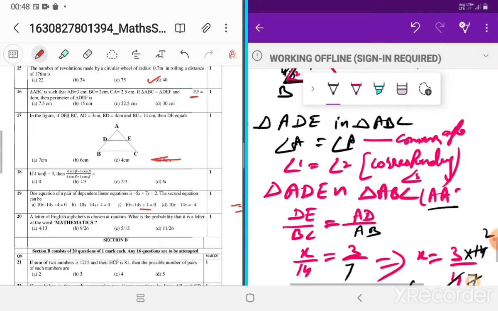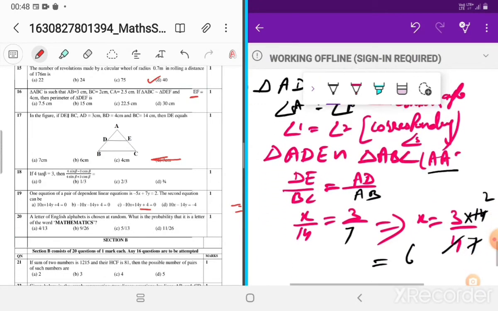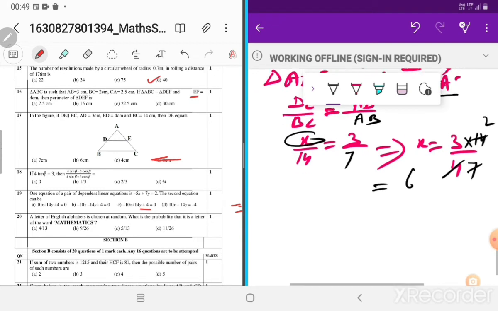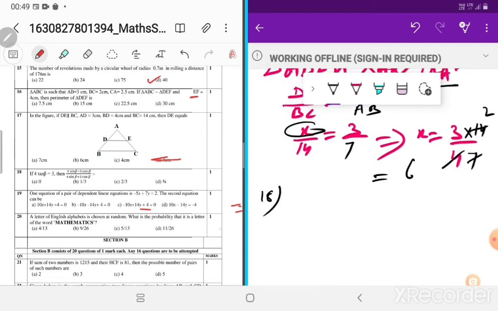Okay, so ratio of two triangles, two sides will be equal. So which two sides we have to find? From that we can find that particular side, that is DE. Okay, so this is our 17th. Now come to 18th question.